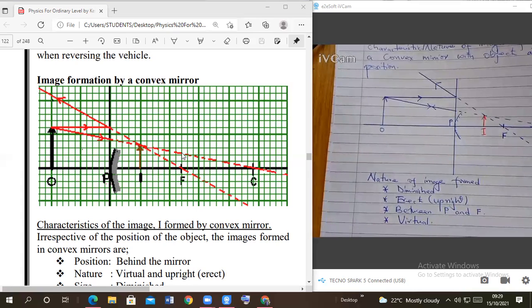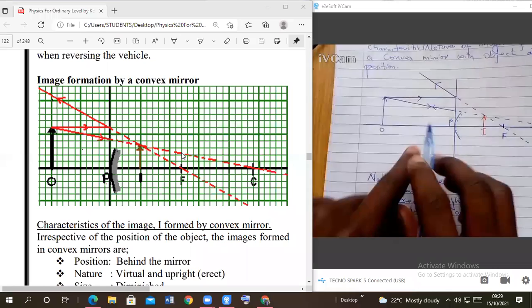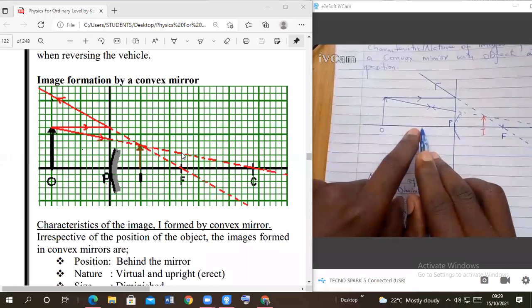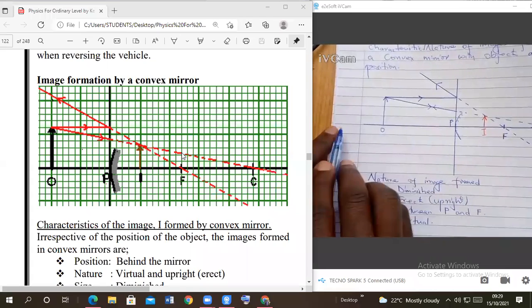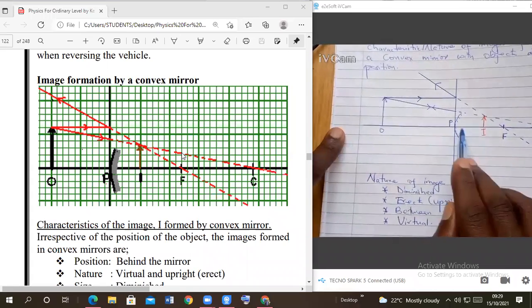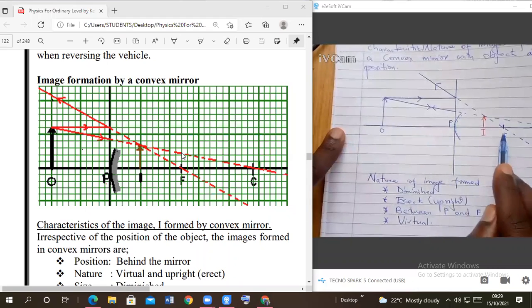So that's how we draw it. Now, there's one thing good with convex mirrors. No matter where the object is, even if the object is very near here, the image will still be formed between P and F. Even if the object is very far away from the mirror, the image will still be formed between P and F. Are you together, members?